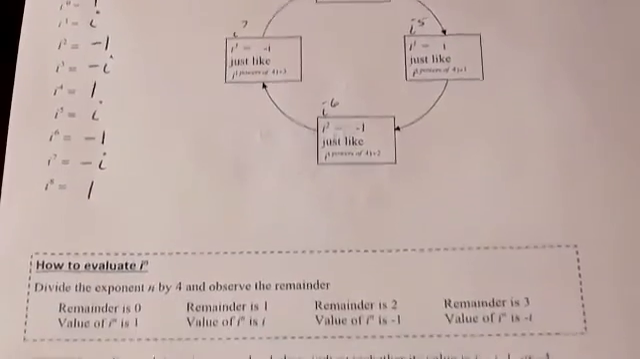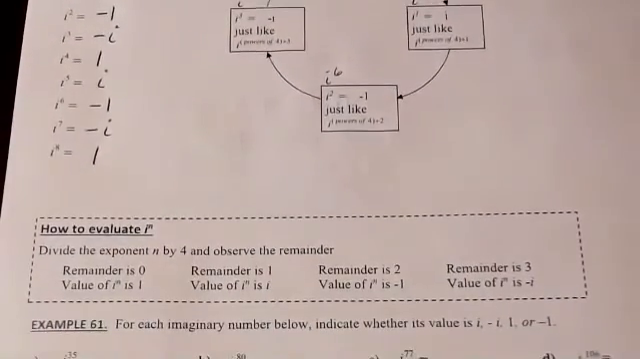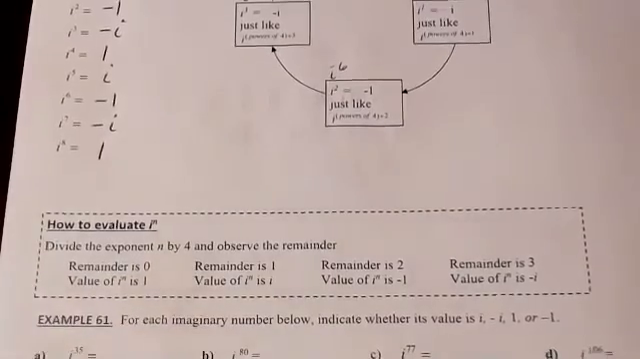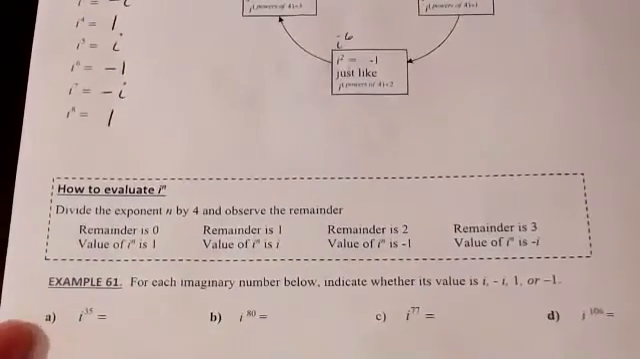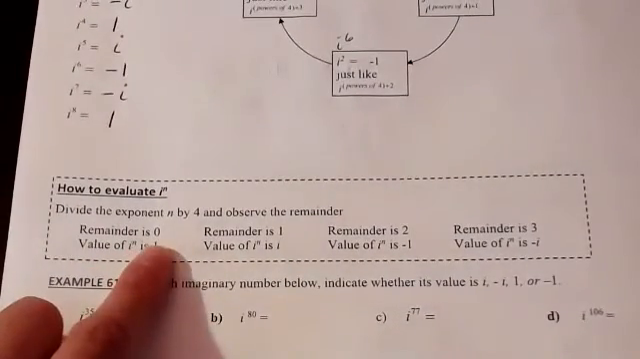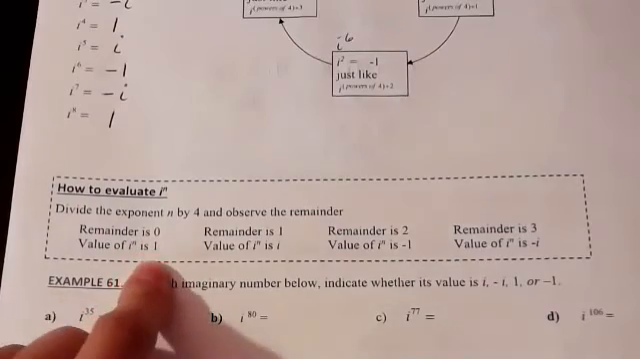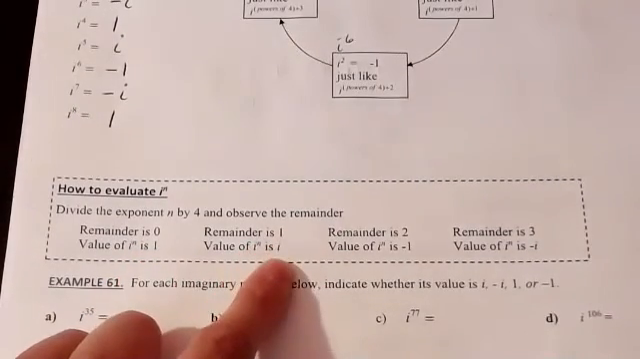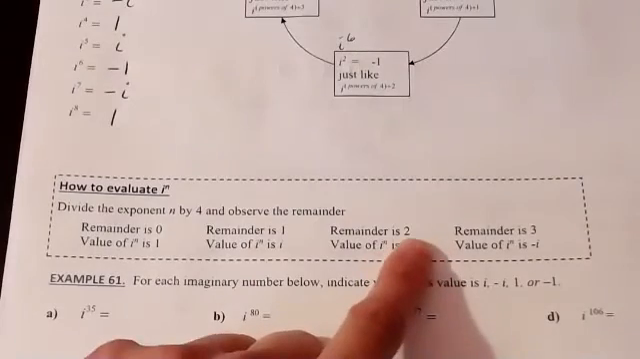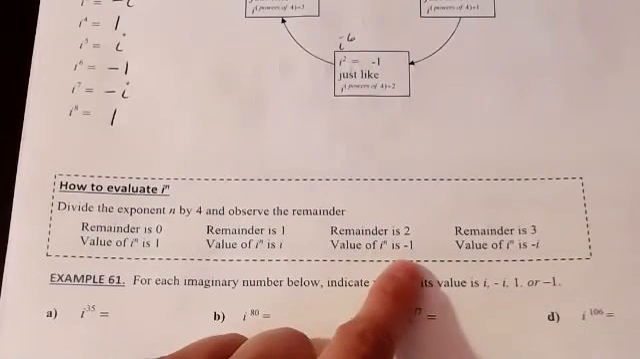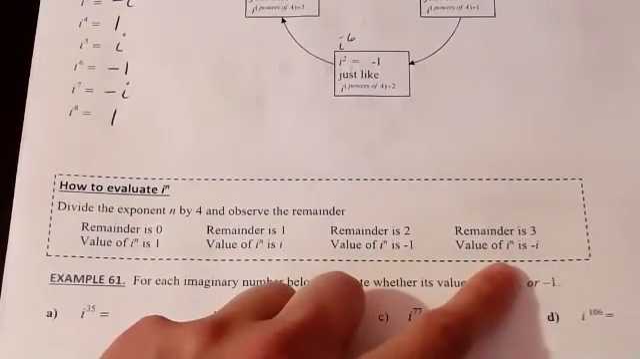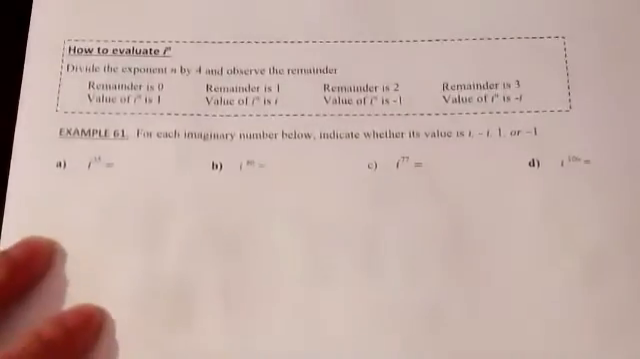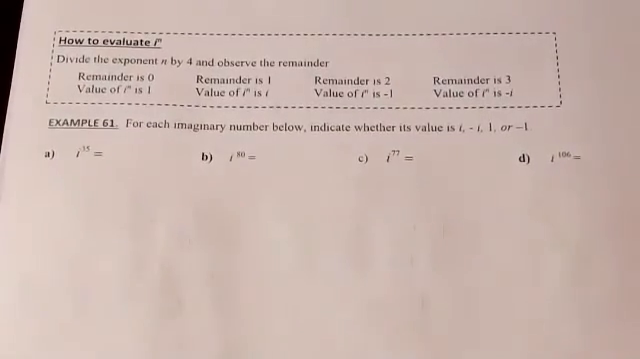To figure out what i is to any power, all you have to do is divide by 4 and just note what the remainder is. If the remainder is 0, it's like i to the 0, which is 1. If the remainder is 1, it's like i to the first power, which is i. If the remainder is 2, it's like i squared, which is -1. And if the remainder is 3, it's like i to the third power, which is -i. So let me show you 4 problems and then we'll take a break.